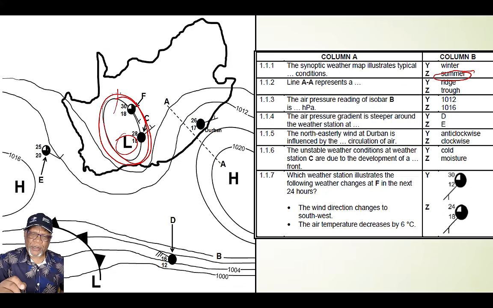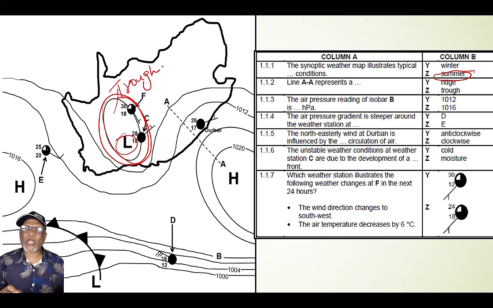So what do you call this? We're going to call it a trough. What is a trough? It is an elongated low pressure cell. But what is the name of the trough that we experience in the interior of South Africa, especially during summer? It is called a moisture front. This is a moisture front. This is a trough. It is an elongated low pressure cell.